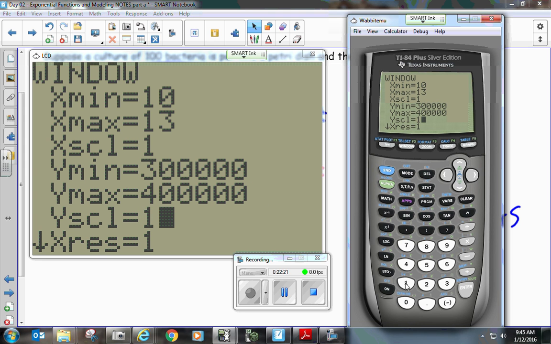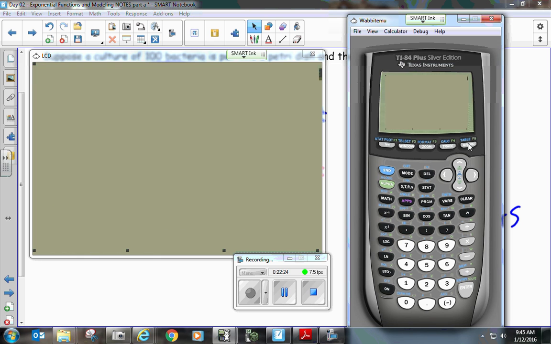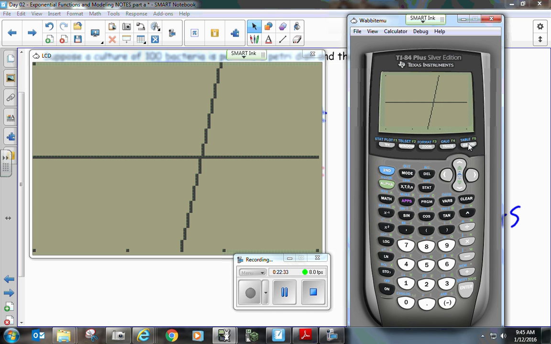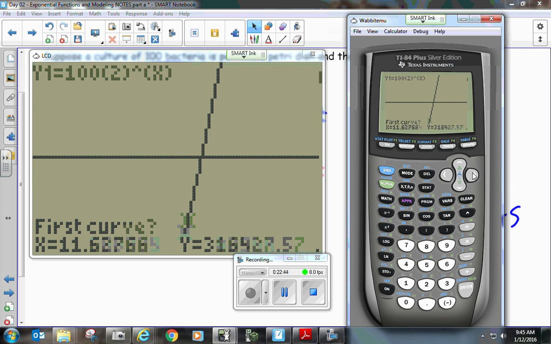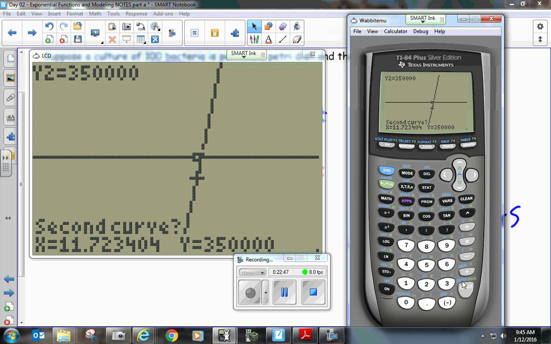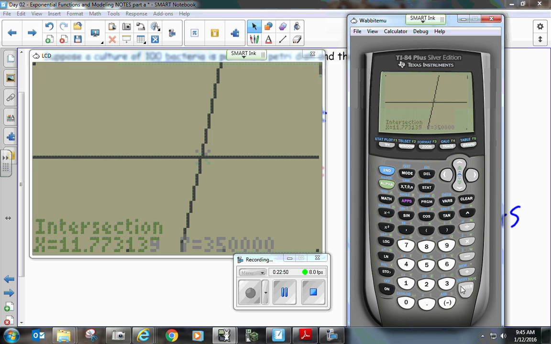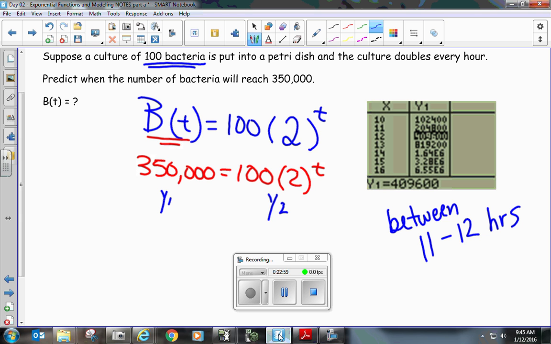And let's change the scale to 100,000. There you go, that's where they cross. So how do I find the intersection point? Second, calculate. We don't want to trace. We want to calculate the actual intersection. I hit enter, enter, enter, enter. 11.77, we'll call it. You see that right here? 11.77. Boom. So it's approximately 11.77 hours.